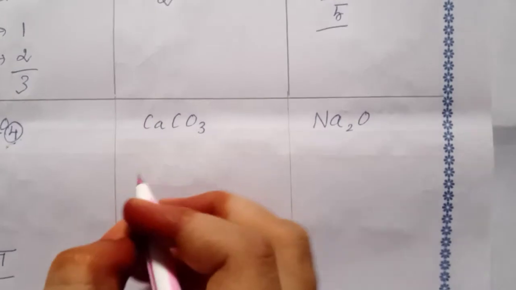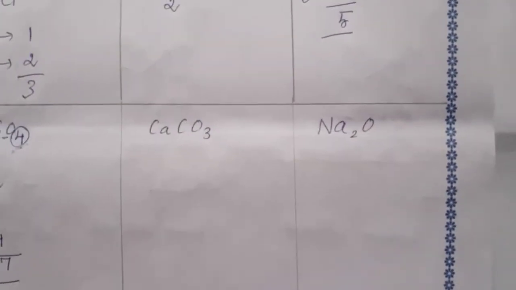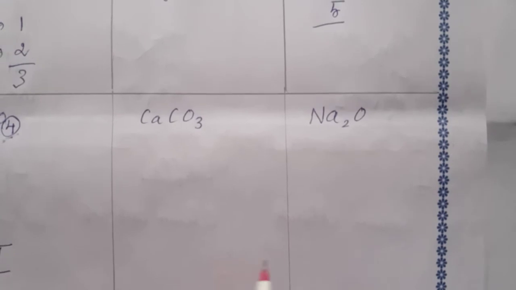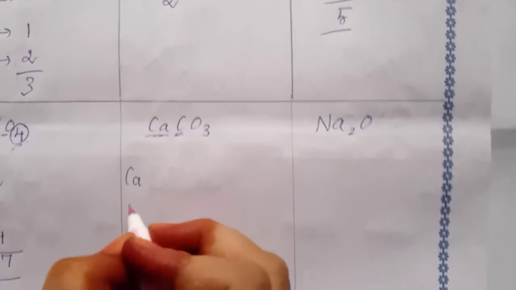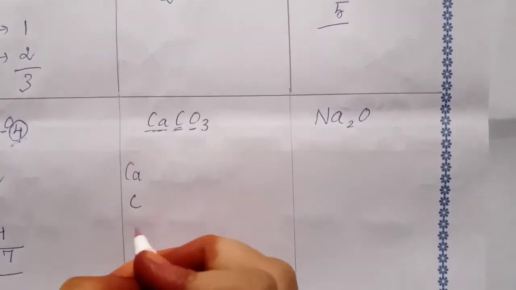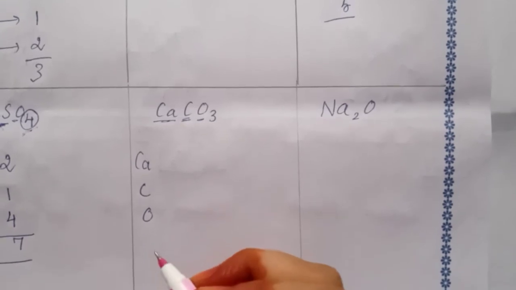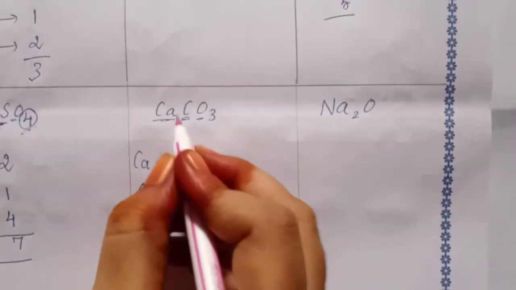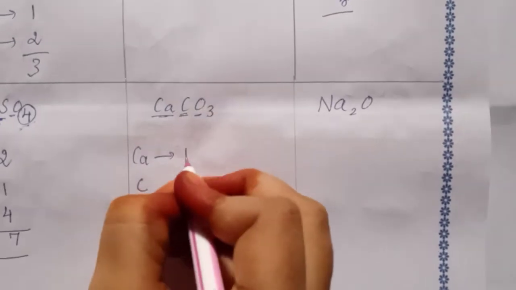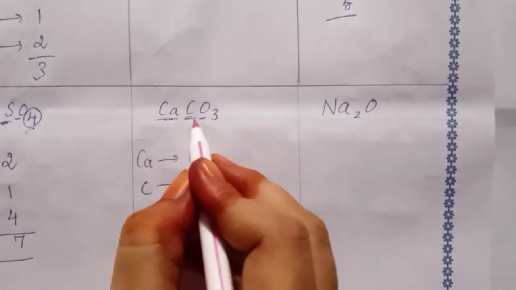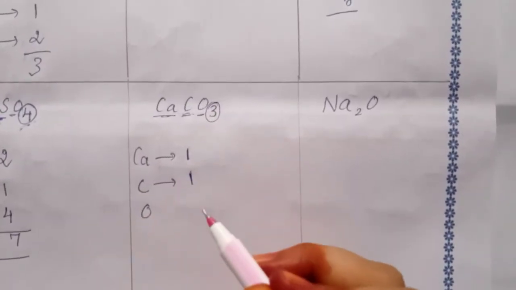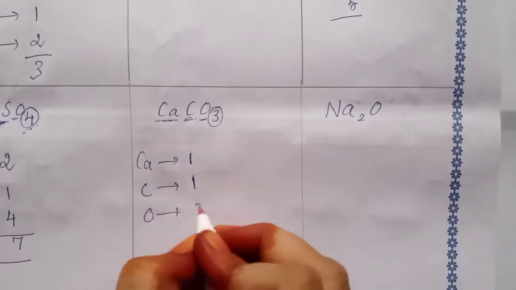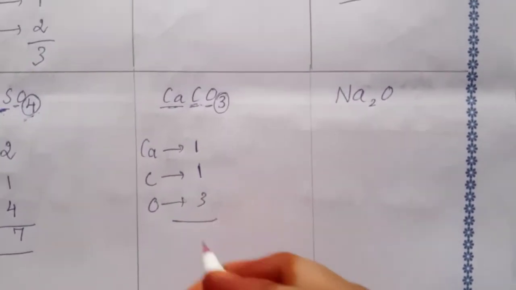Next one, CaCO3. First, what types of atoms are present in it? First one, Ca. Ca means calcium. And C means carbon. O means oxygen. So 3 varieties of atoms are present. How many calcium? After Ca there is no number, so only one calcium. After carbon also there is no number, so only one carbon. After oxygen, 3 is there, so 3 oxygen atoms. Totally 5 atoms are present in CaCO3.